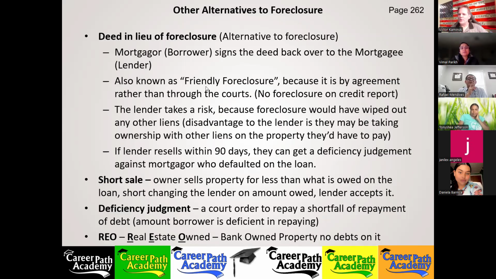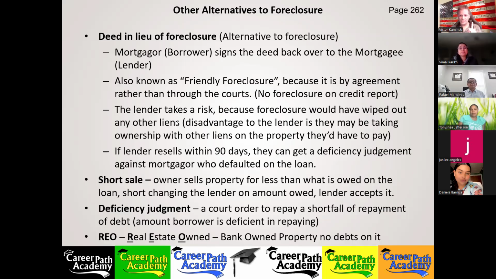So it's known as friendly foreclosure because it's by agreement rather than an action through the courts. So there's no foreclosure reported on your credit. There's no foreclosure that actually happened. You just gave the ownership back to the lender. Everybody follow me so far? To the bank, right? The bank or whatever the financial institution, the lender.